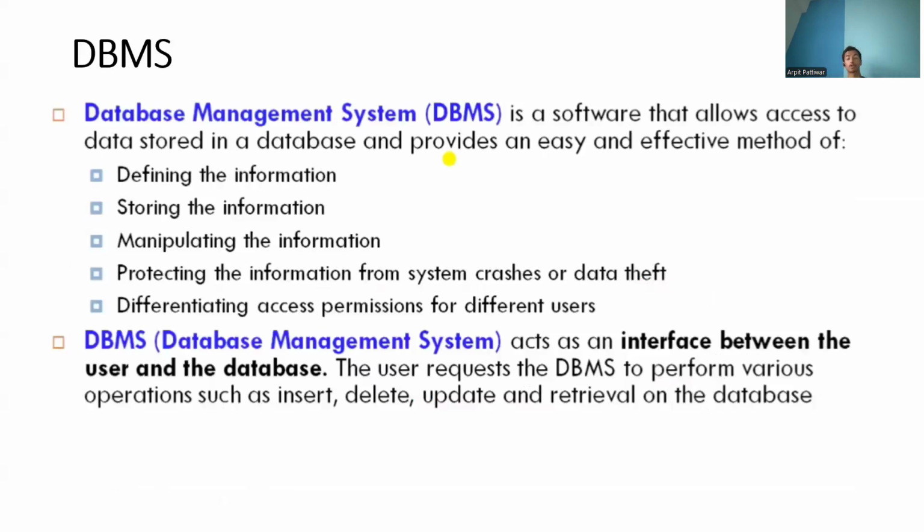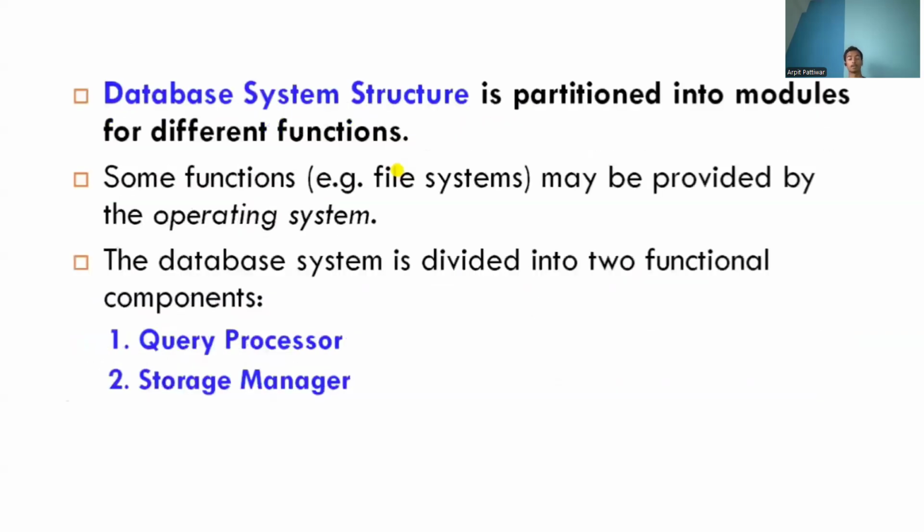A database management system is software that allows access to data stored in a database and provides an easy and effective method of defining the information, storing the information, and managing and manipulating the information. It also provides a method to protect the information from crashes and theft, and differentiates the access permissions for different users. The DBMS acts as an interface between the user and the database, and the user requests the database to perform various operations such as insert, delete, update, and retrieval on the database.